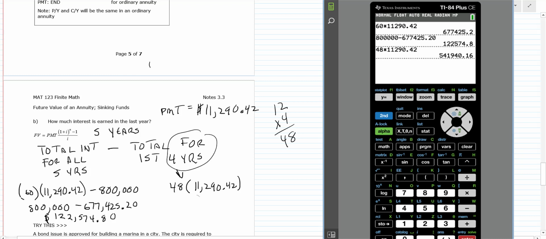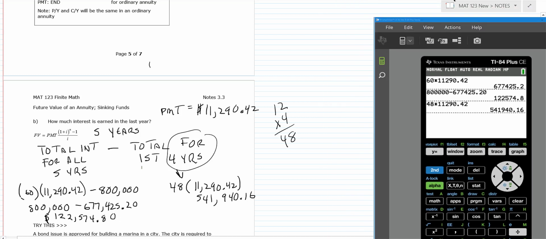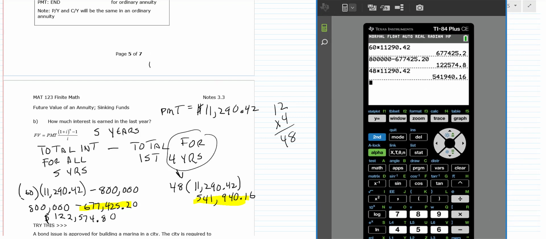So in the first 4 years, you put in 541,940.16. So this is kind of what happens. What we figured out on the problem so far is how much money you put in over 5 years and how much you put in over 4 years. So what we've got to figure out is what the future value was after 4 years.